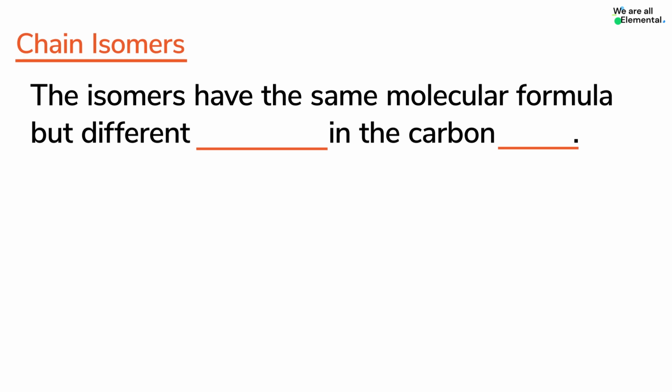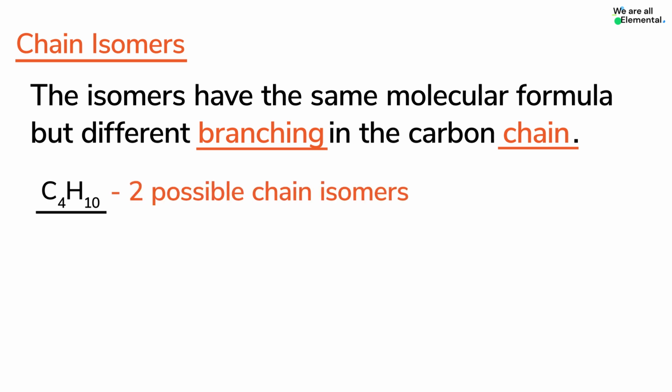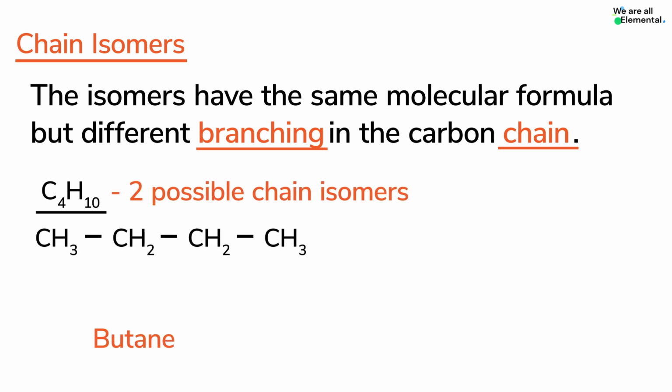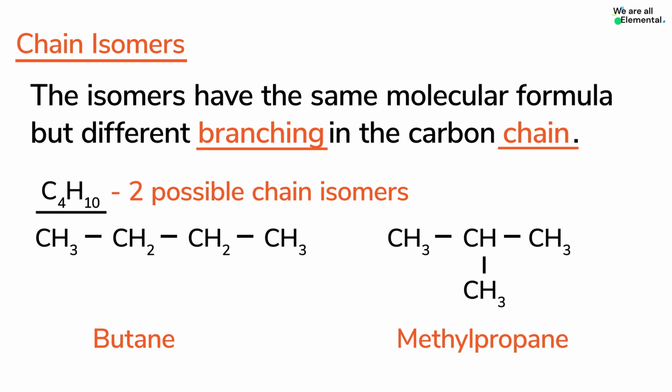Chain isomers have the same molecular formula but different branching in the carbon chain. You may recall the naming of straight chain and branch chain hydrocarbons in earlier videos and workbooks. For example, if you have a molecular formula C4H10, there are two possible chain isomers, butane and methyl propane.